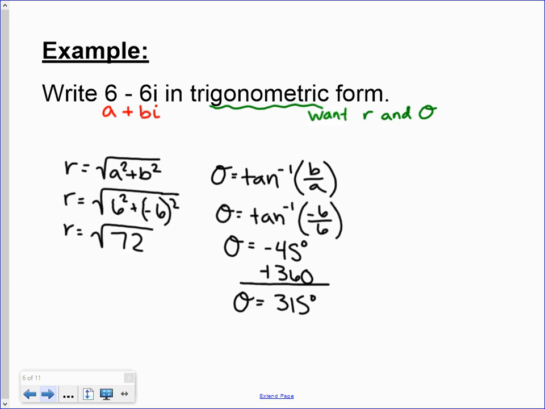Will you tell me to do anything to my modulus? Simplify the square root, right? Always put it in simplest radical form if possible. So this is really 36 times 2, which would be 6 square root 2.